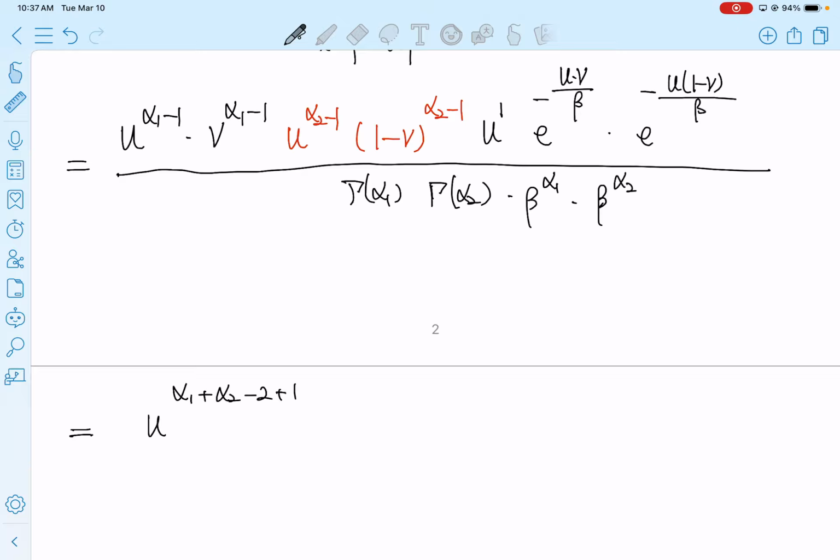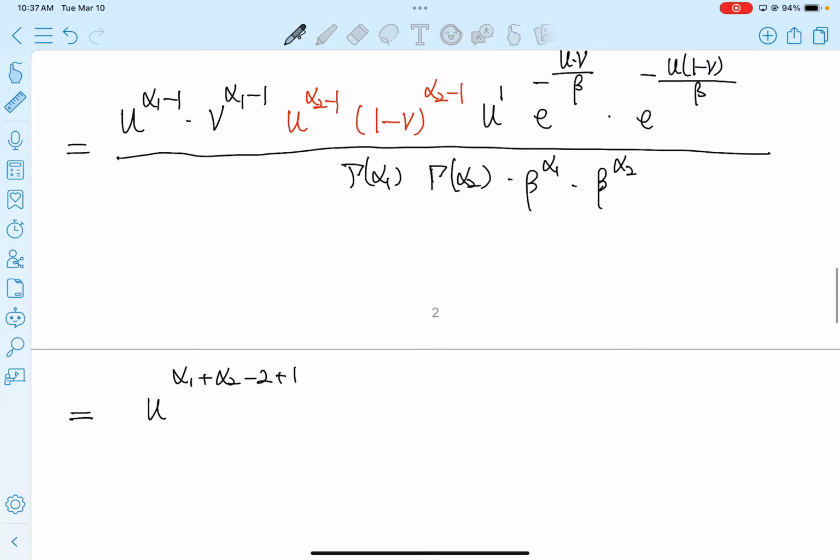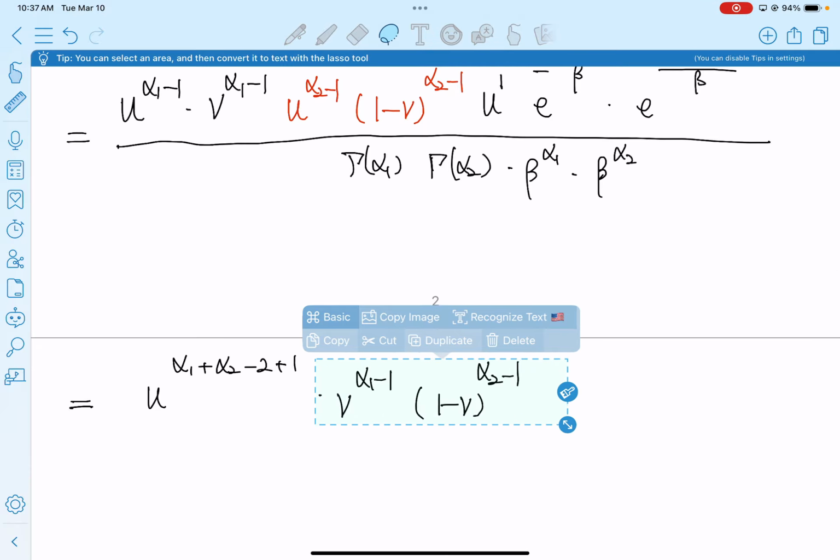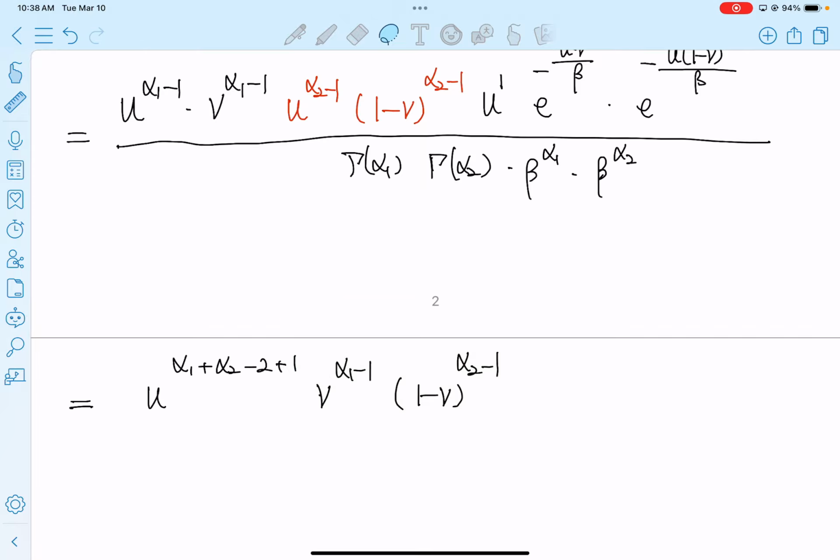Okay, next let's complete the power for v's. Here we have v raised to the power of alpha 1 minus 1, and also 1 minus a v, alpha 2 minus 1. So this v here is coming from the second term, this one here is coming from the red component here. Okay. Any question up to this point?